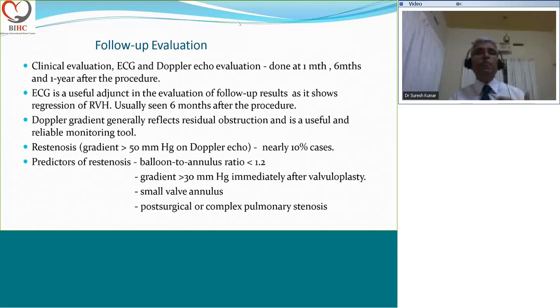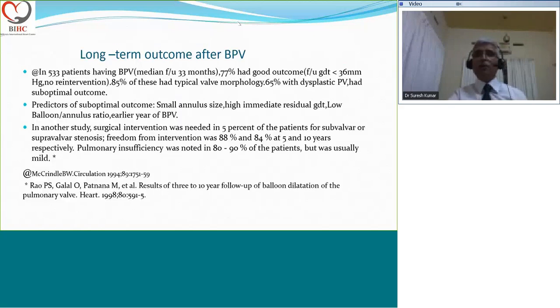If you follow up patients following balloon pulmonary valvotomy, nearly 3/4 of them have excellent outcome with minor gradients only and no indication for reintervention. This is more likely to happen in children with the classical Valvar PS morphology. If it's a dysplastic pulmonary valve, your results will not be great.